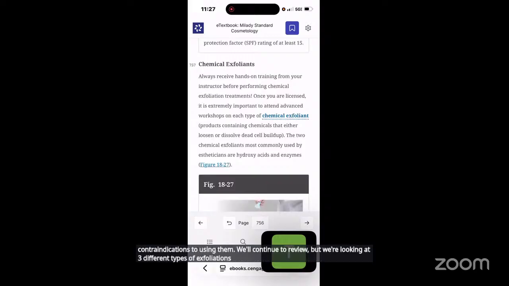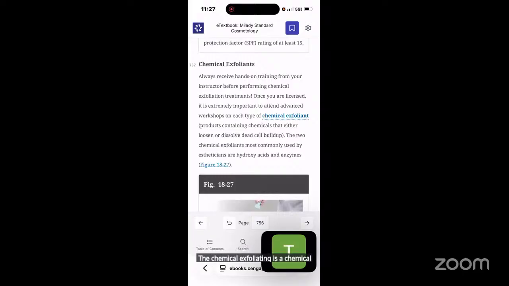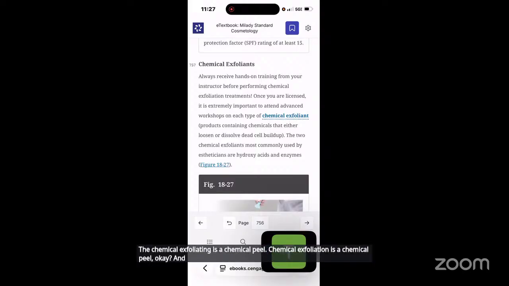One is mechanical, that was the dermabrasion. Two is the chemical. Chemical exfoliation is a chemical peel. Okay. And so you will start with learning about the pH scale. And most individuals that want chemical peels, like we are literally out of chemical peel season.